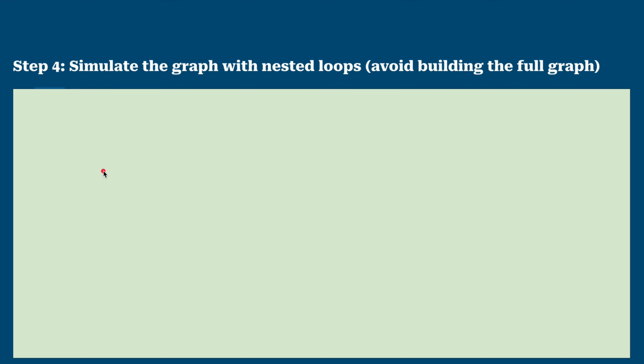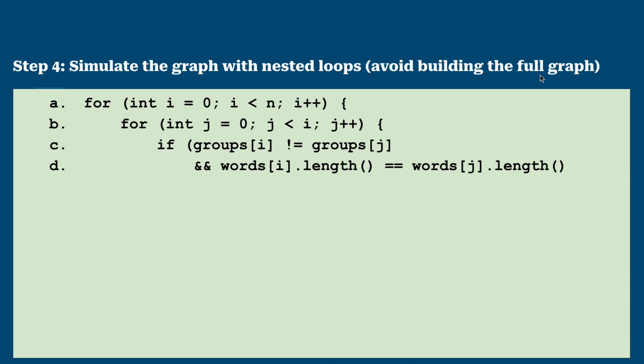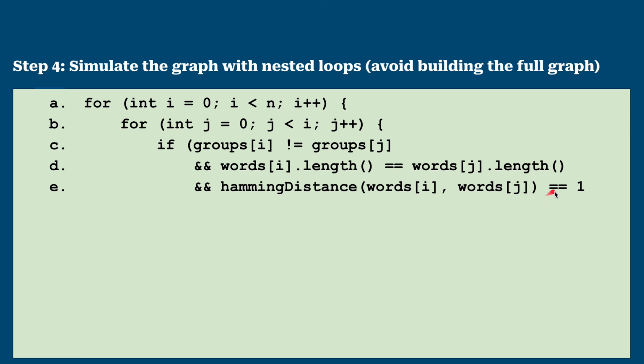Let's go to step 4. Now it's time to simulate the graph with the nested loop so that we can avoid building the full graph, right? As I told you. So what we need to do, first of all, we'll make a for loop I to n, we'll go for all the length, and then we'll go for j is 0 to I, right? So we can check the groups should not be equal. First rule, we'll check the group should not be equal, and the words at I length should be equal to words at j length. If these two things hold, then we'll check the Hamming distance, words at I and words at j should be equal to 1.